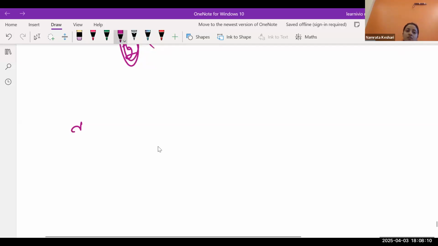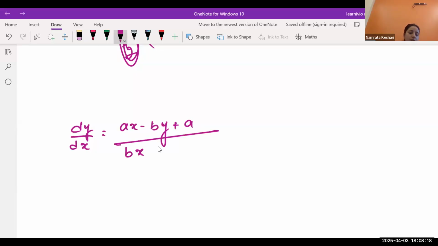One of the differential equation looks like this: dy dx is equals to ax minus by plus a over bx plus cy plus a. Please check it. We can do it by using the variable separable. Is it variable separable, homogeneous? I'm not going to say it is linear because it is not. Please check it.